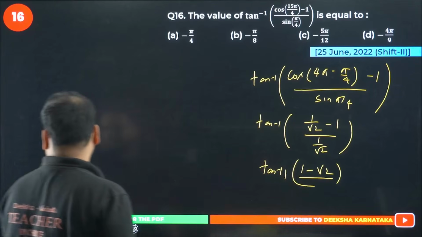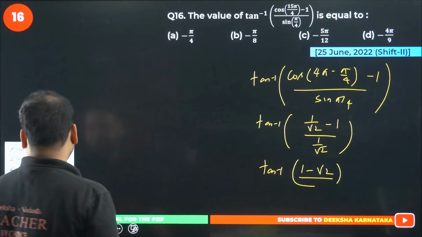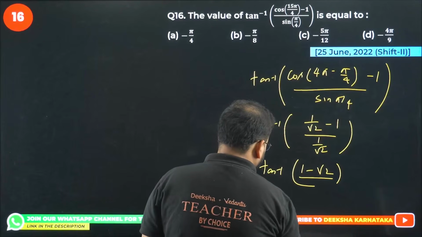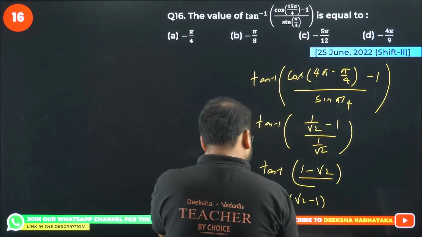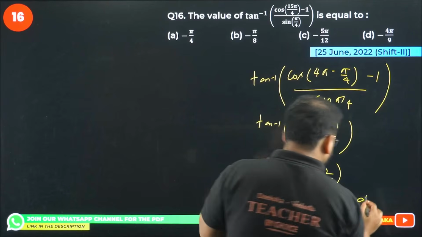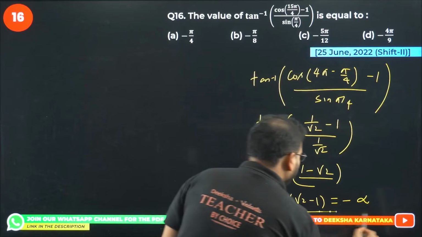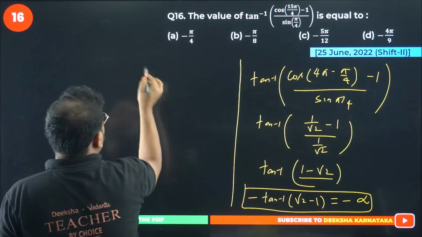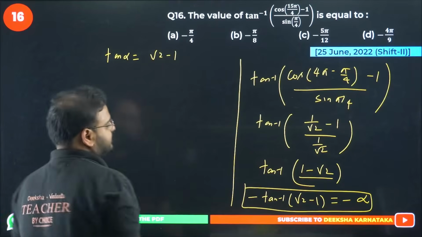Tan inverse of 1 minus root 2 is the answer. So if I take this value in this form, tan inverse of root 2 minus 1, I'll get a minus sign and write this equals minus alpha. So basically I'm asking you to assume this tan alpha equals root 2 minus 1.